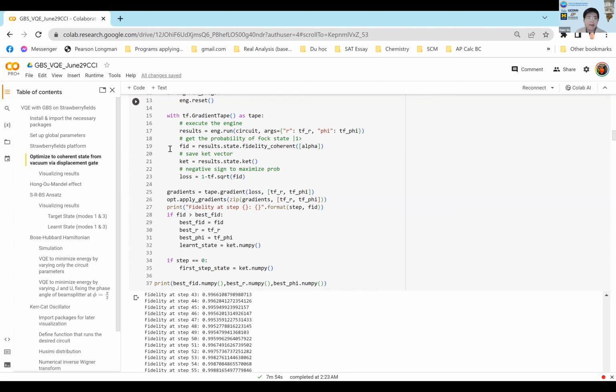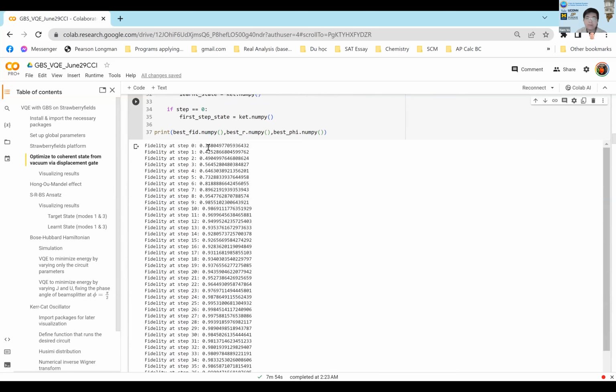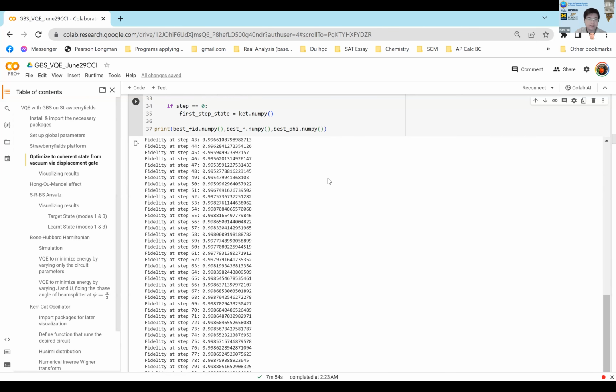Here I am maximizing the fidelity of the output state, each time I run the circuit, with the target coherent state that I'm looking at. That means I have to minimize the cost function of 1 minus the square root of the fidelity. As you can see here, the fidelity wasn't very good at the beginning, around 37%, but after around 10 steps, the fidelity was already around 98.7%. So that's a decent number for fidelity, as you can see.